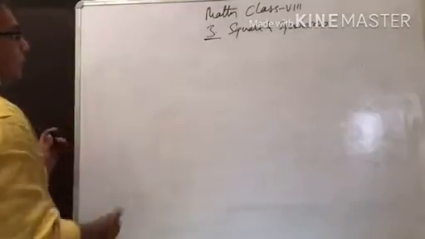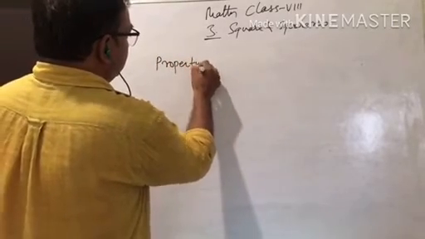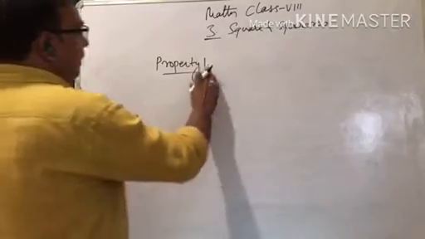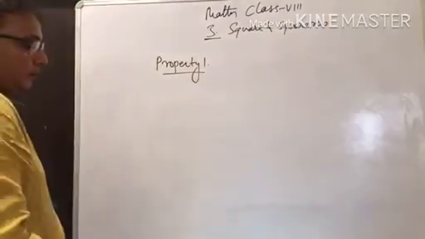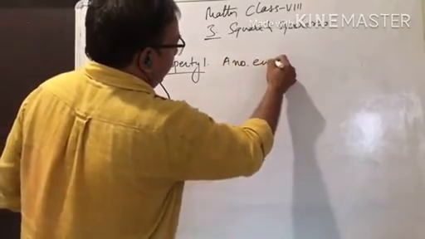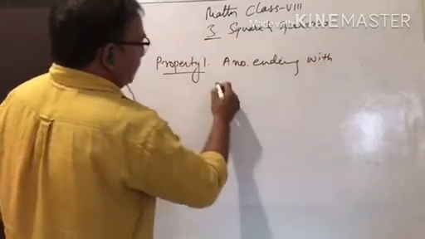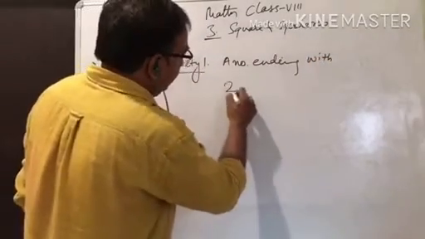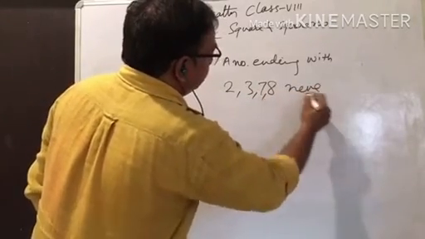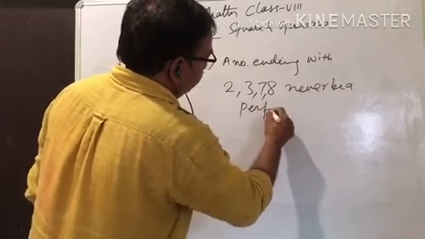Now I am going to explain these facts about perfect squares. Property number 1: a number ending with 2, 3, 7 and 8 can never be a perfect square.